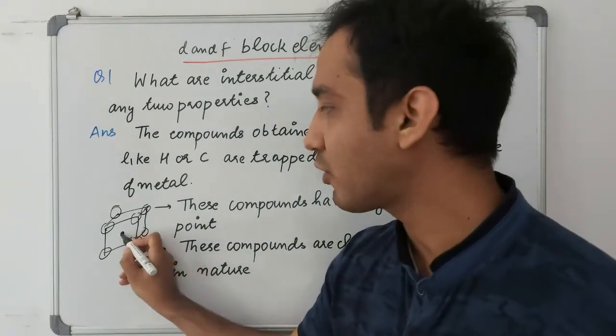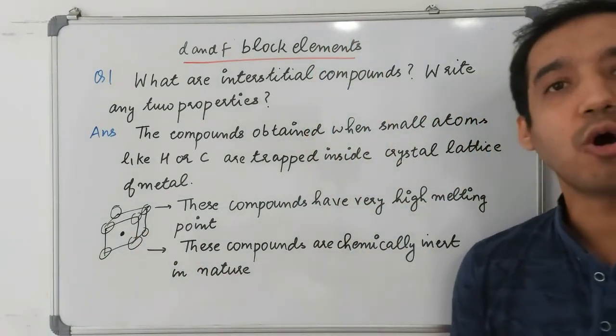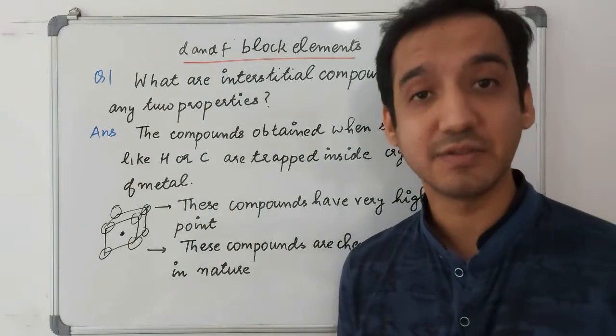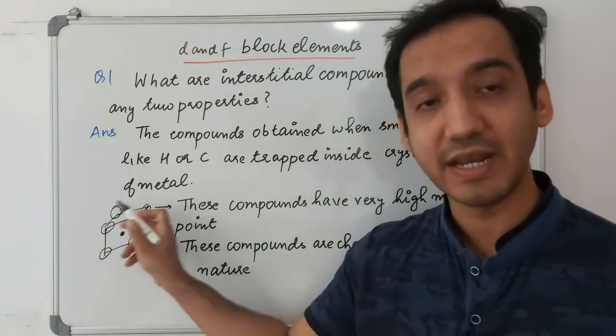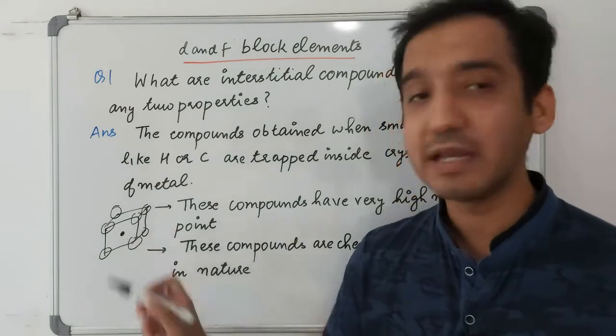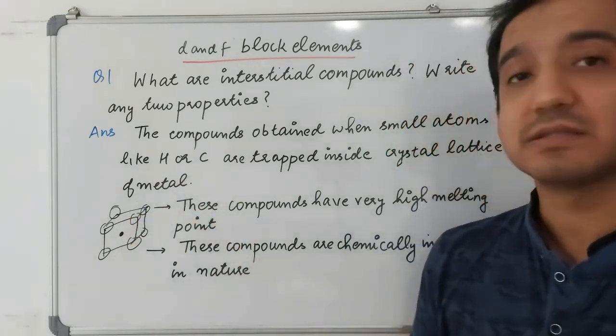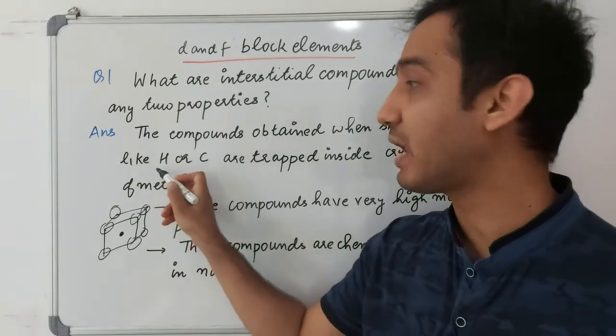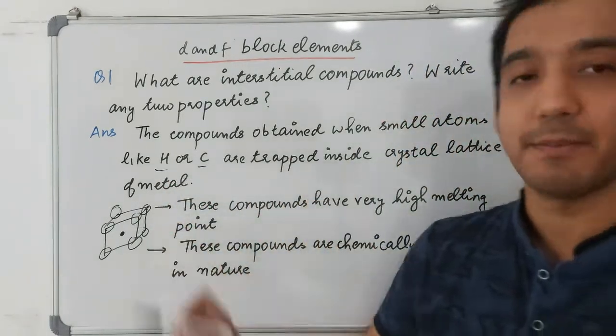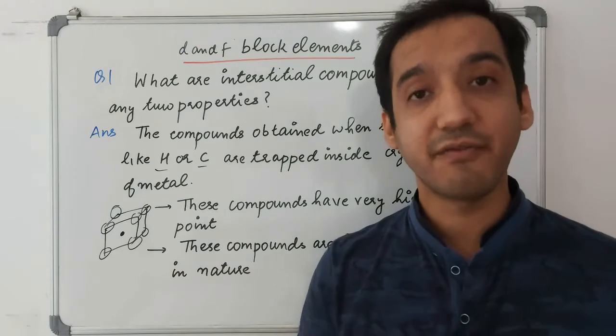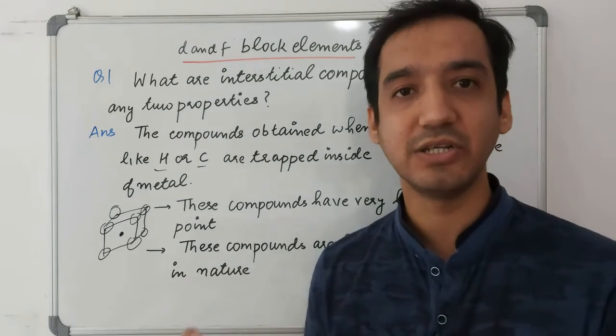Inside the lattice there is a lot of space. That space is called a void or interstitial space. So when metals have arranged themselves, inside there is a space called interstitial space or void. In that space, sometimes small atoms like carbon and hydrogen are trapped. So these compounds are formed and these are called interstitial compounds.